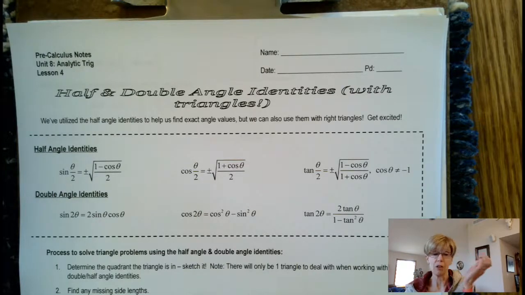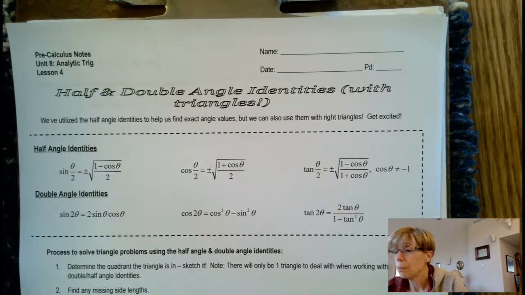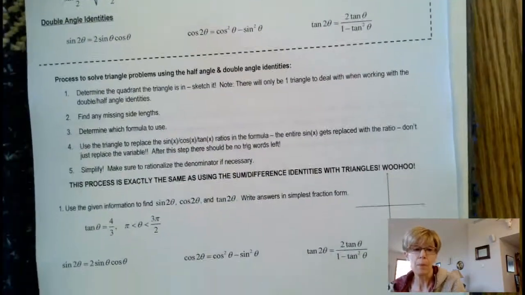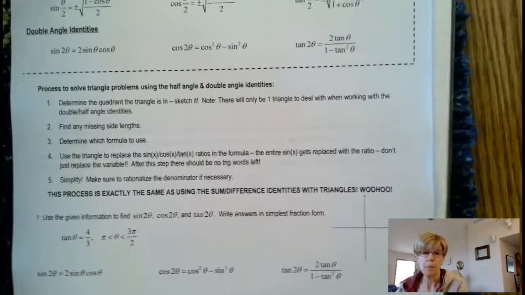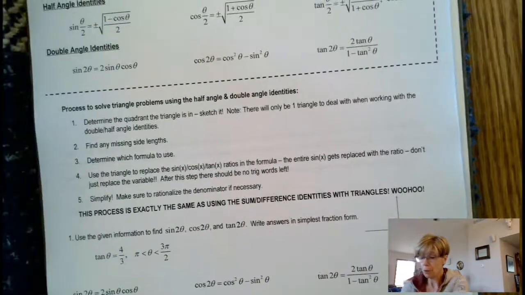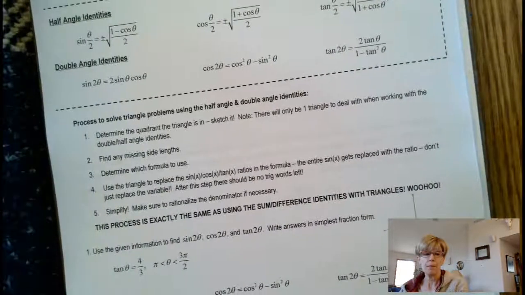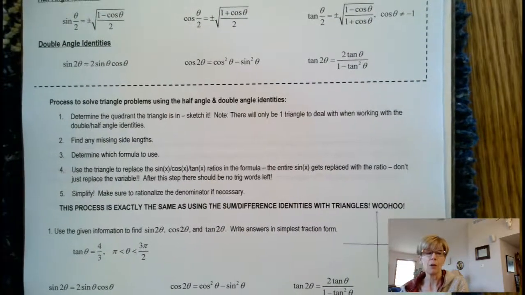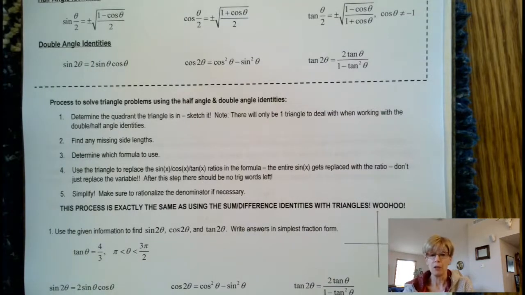So we've got a couple of processes here to help us solve. The first part that we need to look at is the quadrant that the triangle is in, and we're going to sketch it. There will only be one triangle when we're working with double and half angles. So we have to find the missing side lengths, usually with the Pythagorean theorem. Then we have to determine which formula to use.